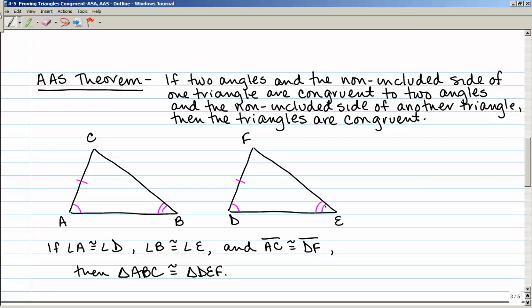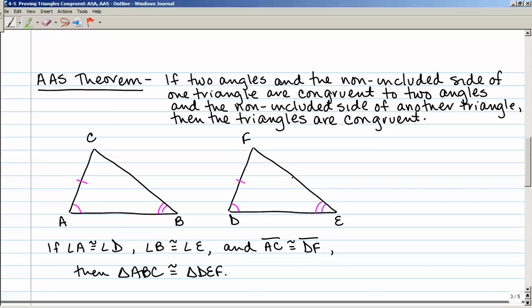But in this case, I have a non-included side. Notice that AC is congruent to DF, and that is not the side that's between the angles. In the previous theorem, we had an angle, side, angle, but here we have an angle, angle, and a side. So a non-included side is one of the two sides that is not between the two angles that are congruent to the two angles of the other triangle. And in this case, it's AC, could also be BC and EF if I had those as well.